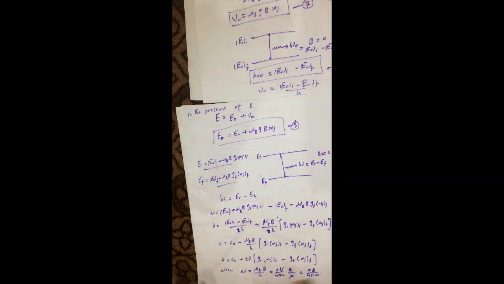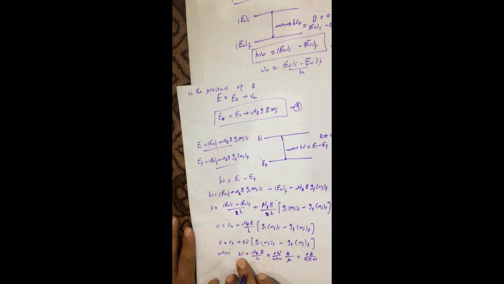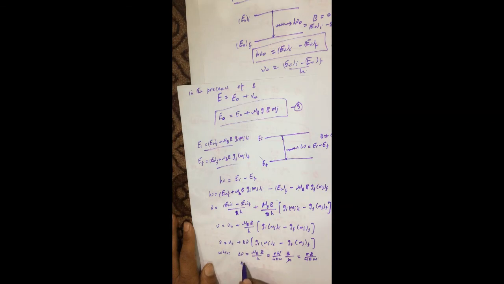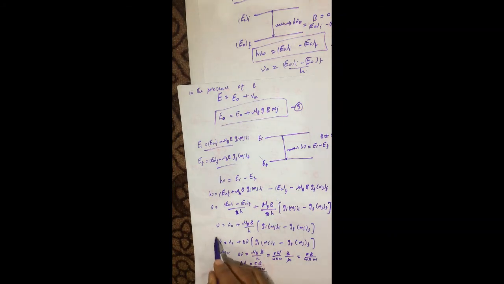Now the change in frequency of the spectral line, which is eB over 4 pi m, is proportional to the strength of the magnetic field. This is the quantum theory of the anomalous Zeeman effect. In the next section, I will discuss the splitting of the D1 and D2 lines of sodium in a weak magnetic field by using the concept of this equation.